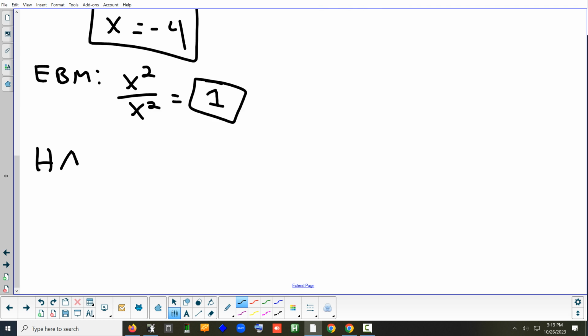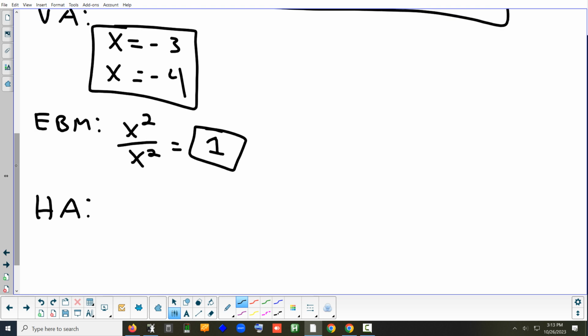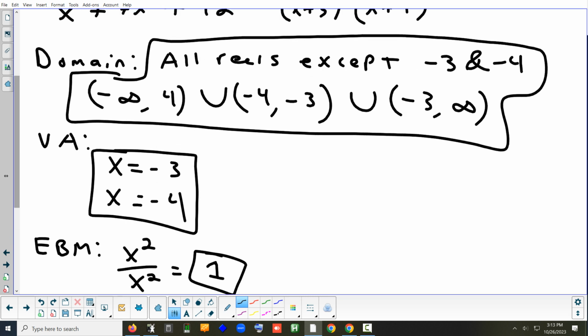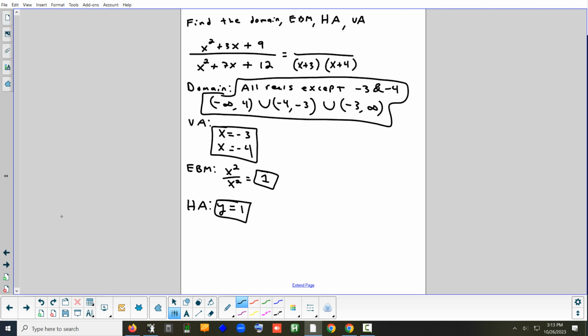Now, the horizontal asymptote is when you look at your EDM and let x get really, really big. What are we going to get closer and closer to? 1. You're just going to stay at 1. And horizontal always starts with what letter? Y. Yep. And there you go. So there's your horizontal, your EDM, your vertical, and your domain. Any questions on that one?